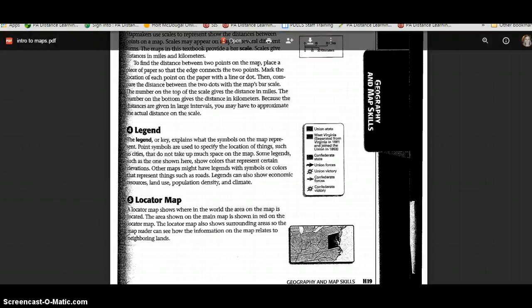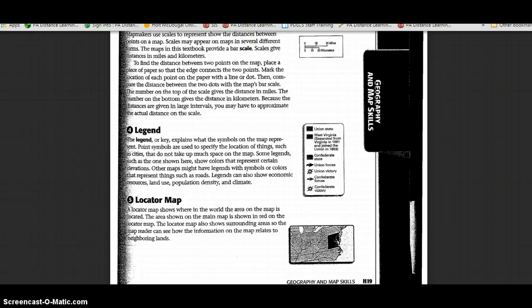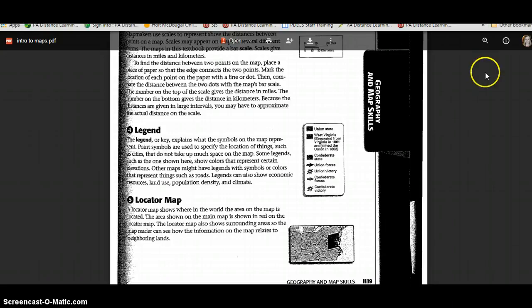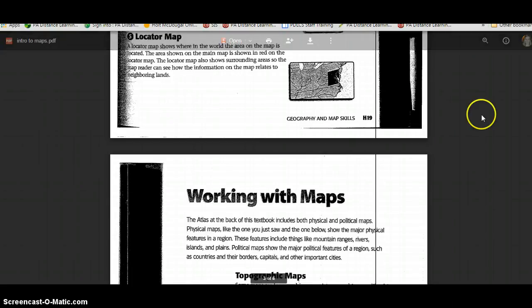Last but not least, there's a locator map. And this map shows where in the world the area on the map is located. The area shown on the main map is shown in red on the locator map. The locator map allows surrounding areas so that the map reader can see how the information on the map relates to the area around it.